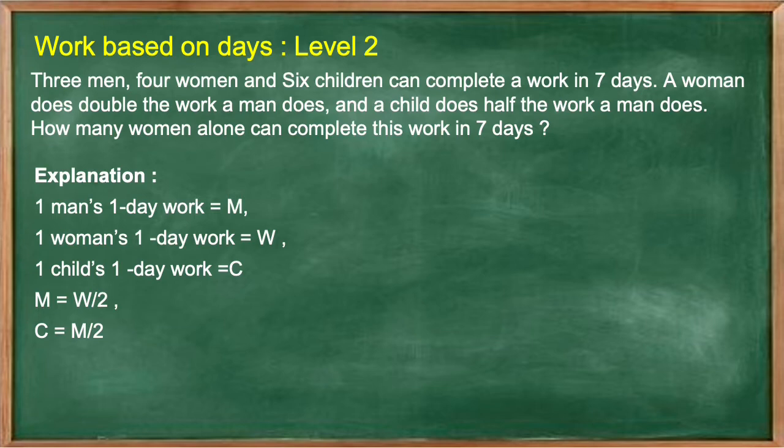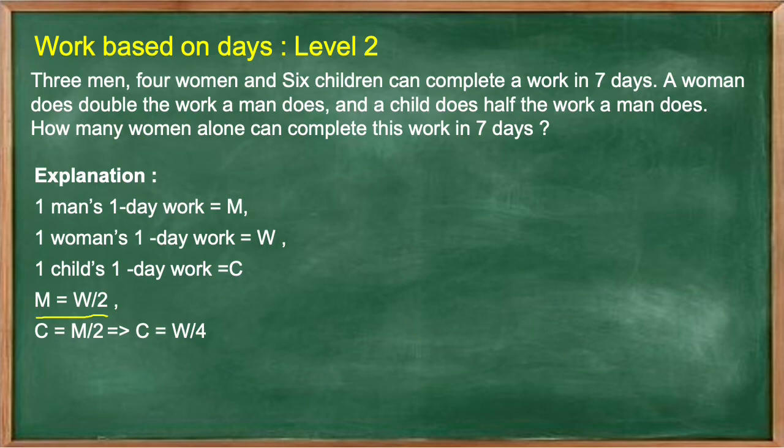Now you can substitute this value M is equal to W by 2 and you will get C equals W by 4. Why are we converting everything into W? Because we have been asked to find out the number of women in the question.